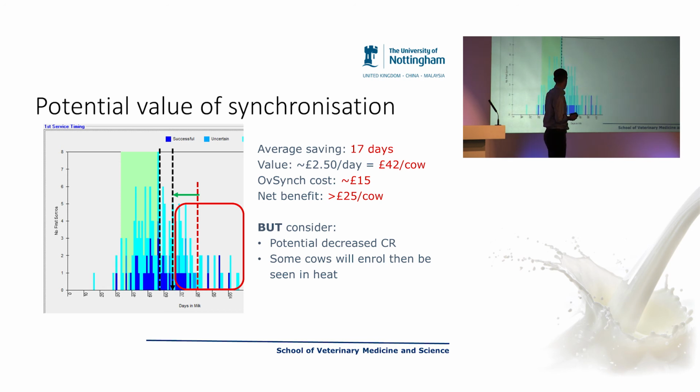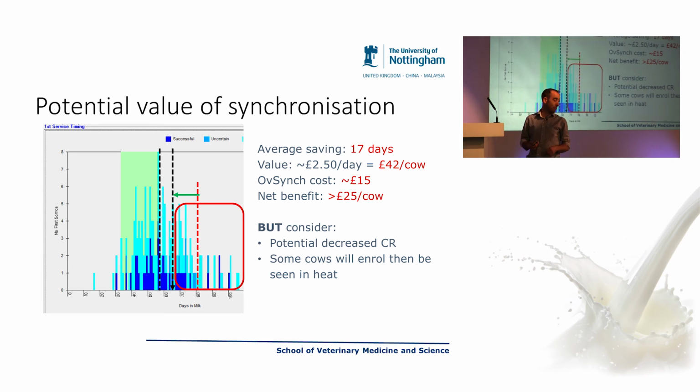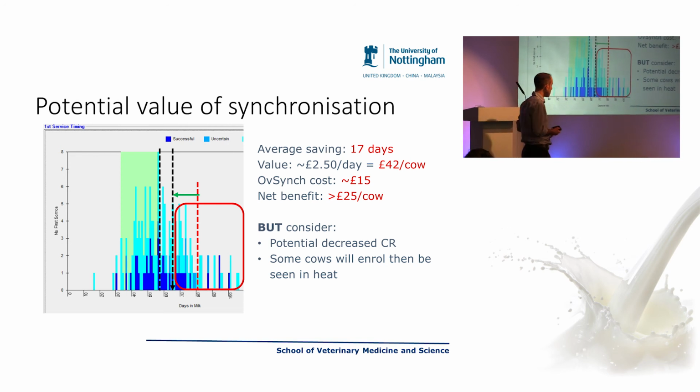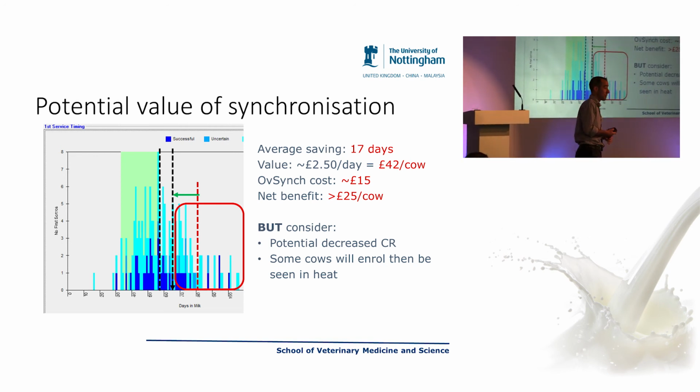So a common strategy is to say, okay, if a cow gets to that point, we'll enroll her in an off-sync program and serve her at a fixed time 10 days later. So there we're really moving this tail back to this point. So we're moving the average of those cows from here roughly back to here. So we're looking at a saving of 17 days for every cow that ends up being served at a fixed time. So generally, in most situations, that will give you a reasonable cost benefit.